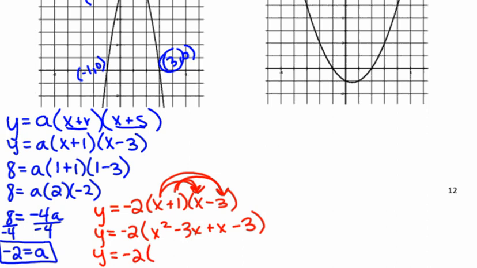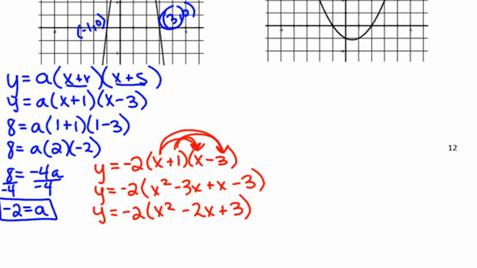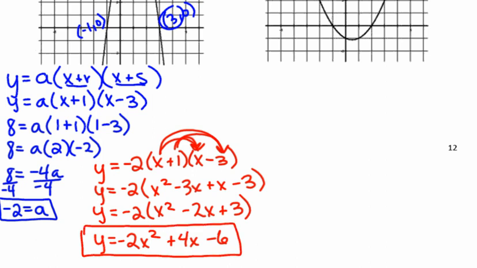Simplify inside, so x squared minus 2x minus 3, and then distribute your -2 onto what's inside. So -2 times x squared is -2x squared. -2 times -2x is a +4x. -2 times -3 is a +6. So now we have our equation of our graph in standard form.